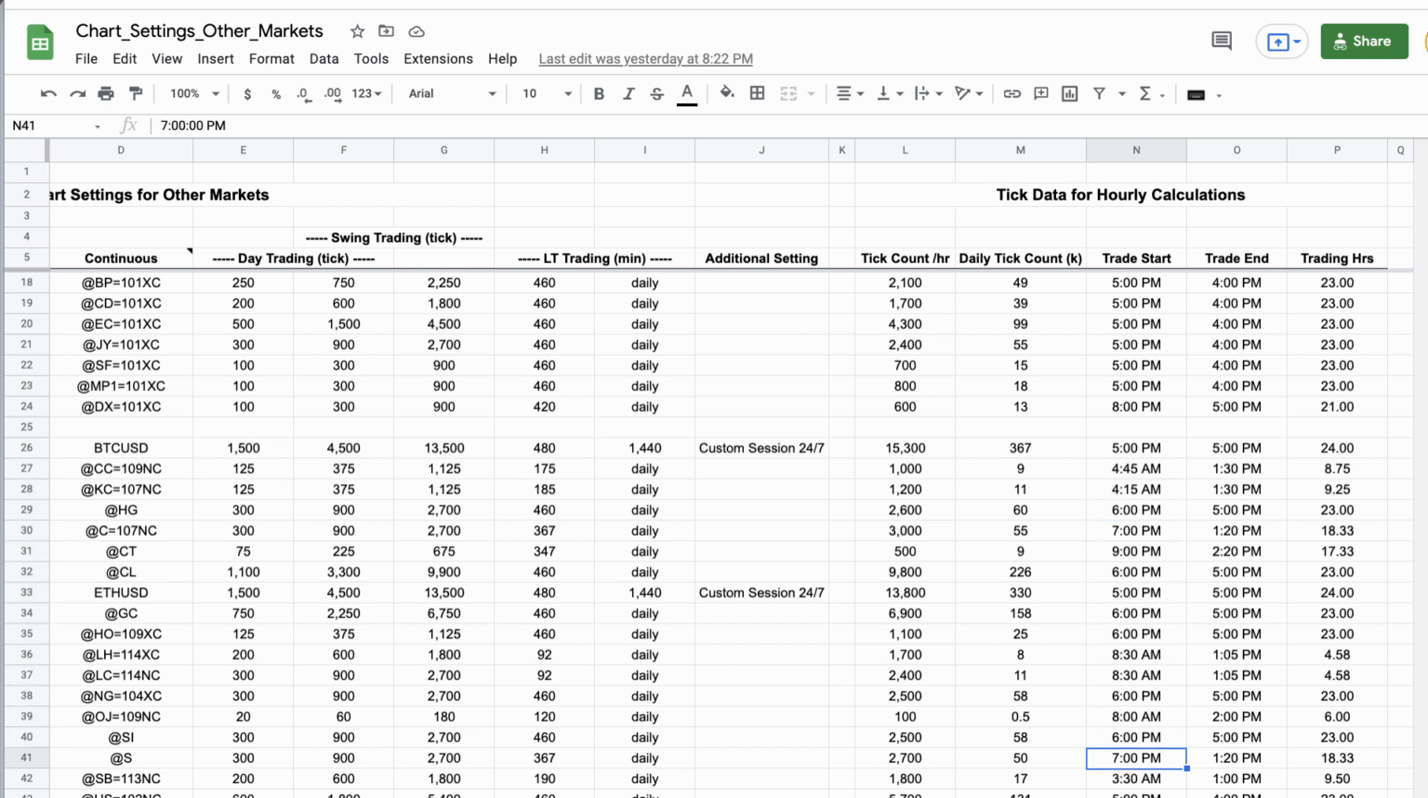So I've done the hard work to figure out the number of hours that are traded for each of these markets and made this little spreadsheet here for calculating those settings. So again, if you're a subscriber, go to these, and you can get a good sense of what is going on.